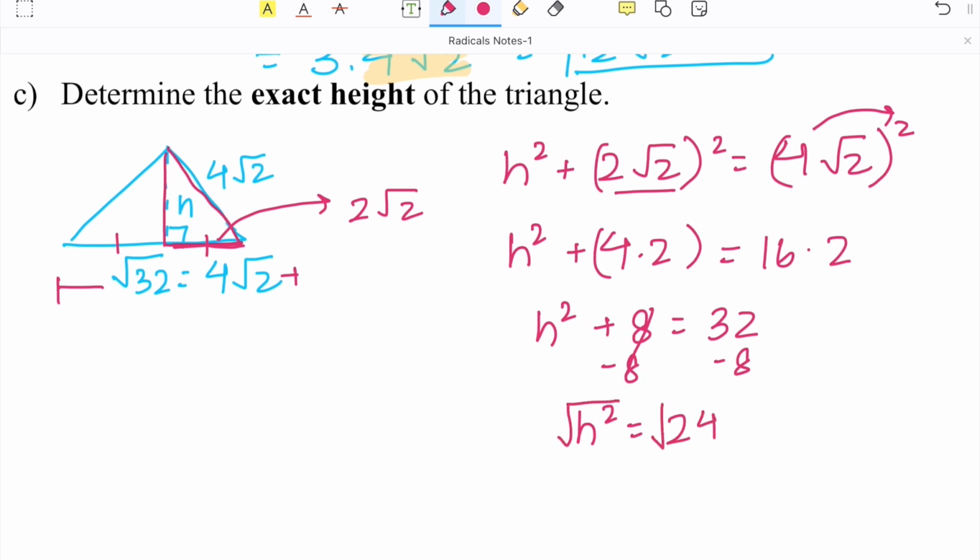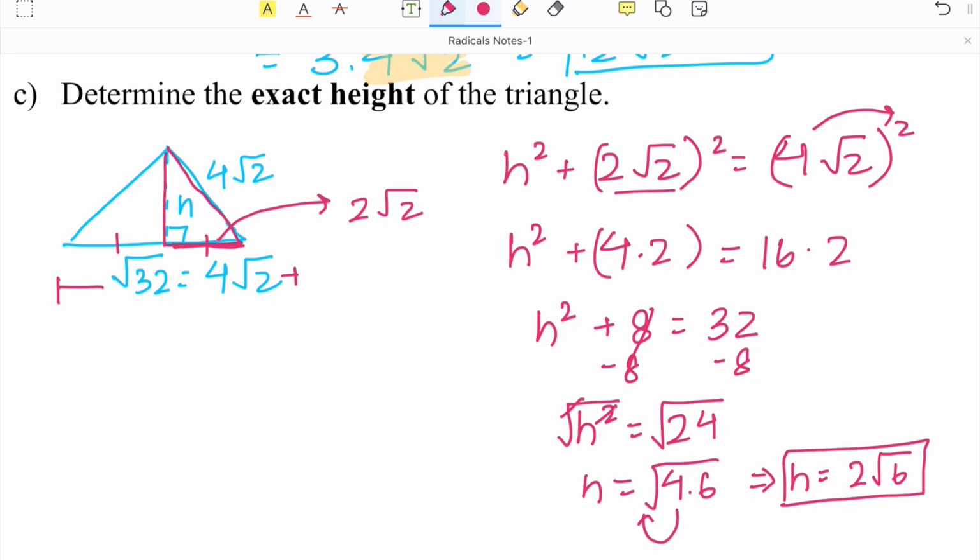Square root both sides, you get h is equal to root 24, which can be split into 4 times 6, where 4 is a perfect square. So when we do root 4, the height is going to be 2 root 6 centimeters. Again, don't forget about the units.